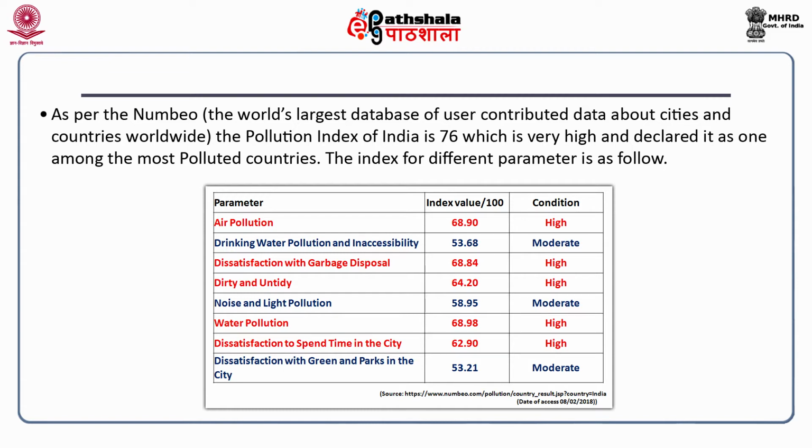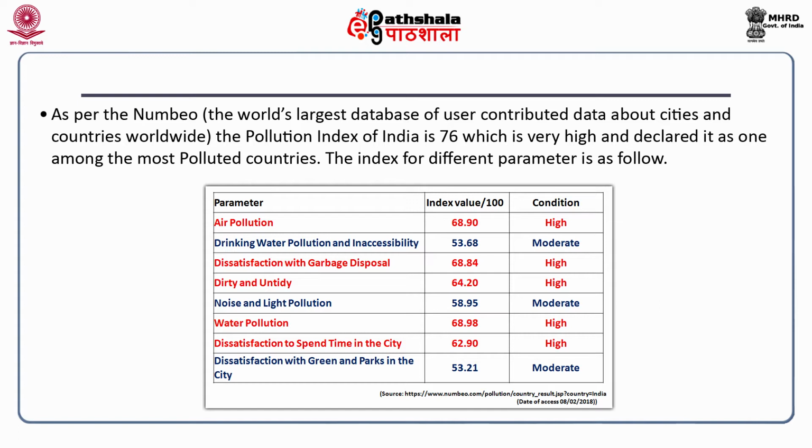If you look at air pollution, the pollution index is 68.9 out of 100, and the condition says that this is very high. As far as dissatisfaction with garbage disposal or solid waste disposal is concerned, the pollution index value is 68.84, that is also on the higher side. If we come to dirtiness and untidiness, the pollution index value is 64.2, that is also on the higher side. If we look at water pollution, the pollution index of India is 68.98, that is also on the higher side.